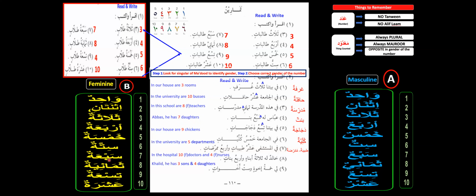Khalidun lahu thalathu abna'in wa arba'u banatin. Khalid, he has 3 sons and 4 daughters. So now you see here the first part, abna, the singular is ibnun. So your number is coming for 3, you are choosing thalathatu with the ta marbuta because your number is feminine, because ma'dud is masculine. On the other hand, for the daughters, because banatun, what's the singular? Bintun, and that's feminine, so the number we are choosing is masculine.